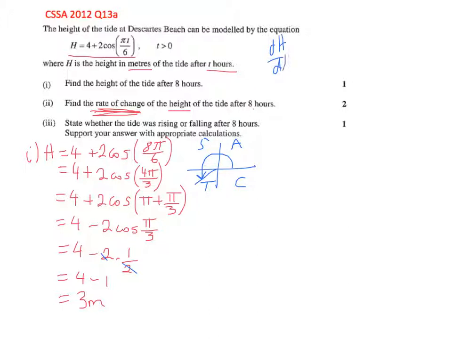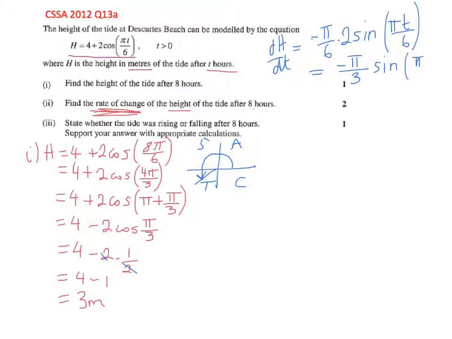dh dt equals, so the derivative of 4 is 0. When you're differentiating cos, you get negative sine, and it's going to be the derivative of what's inside here, which is pi on 6. So it's going to be negative pi on 6 times 2 sine, and then we keep that bracket bit the same, which is pi t on 6. And we can fix that up because the 2 and the 6 simplify to pi on 3. Negative pi on 3 sine of pi t on 6.